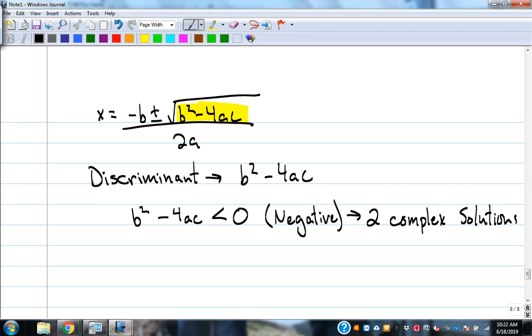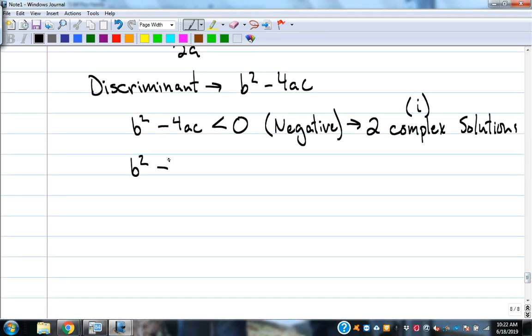And on the quiz and on the final exam, that may be the only thing they ask you is what kind of answers you have. Not that you necessarily have to find them, just what kind are you going to have. And the way to find that is with the discriminant. Just work out what's b squared minus 4ac. If it's negative, there's two complex solutions. Complex, remember, that's got the I in it.